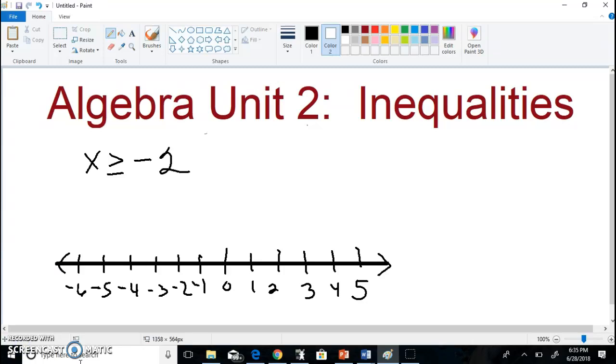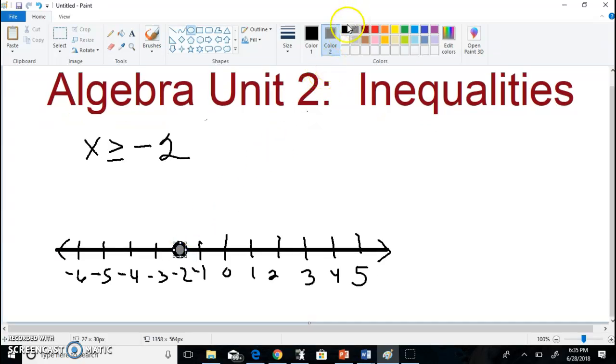Okay, so let's look at another one. X is greater than or equal to -2. That means all the numbers that are bigger than -2, and it includes -2. So when it includes -2, that means we are going to do a closed circle on -2. A closed circle on -2. And let me give us a different color for our line just so we can see it.